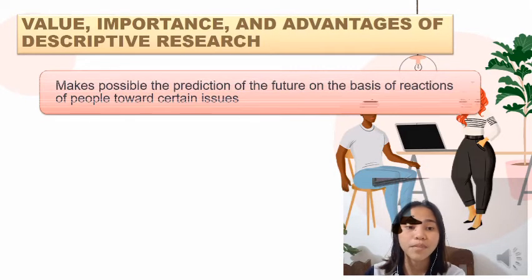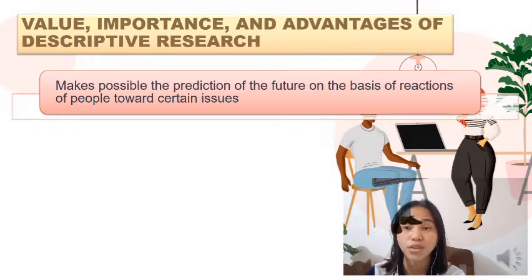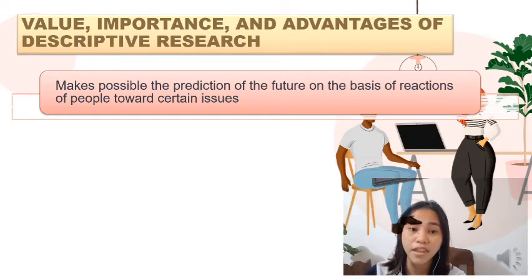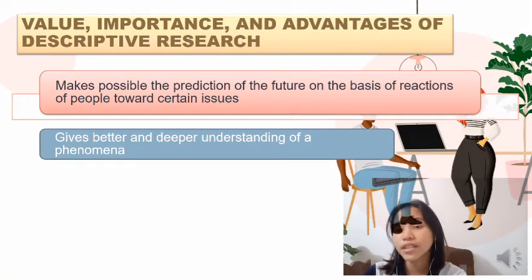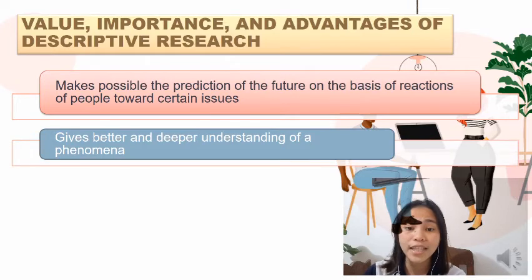Fourth, descriptive research makes it possible to foresee the future based on the observation of the current situation or condition, comparison, and the people's responses to the specific topic. For example, in an election, the winning candidate would be predicted based on the survey before the election. Fifth, descriptive research gives a better and thorough understanding of a topic through an in-depth study of the phenomenon.